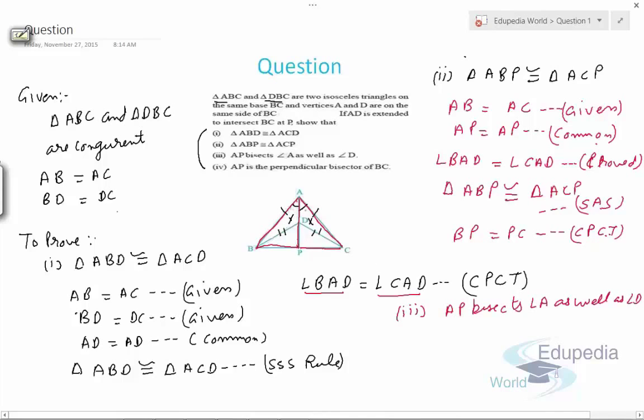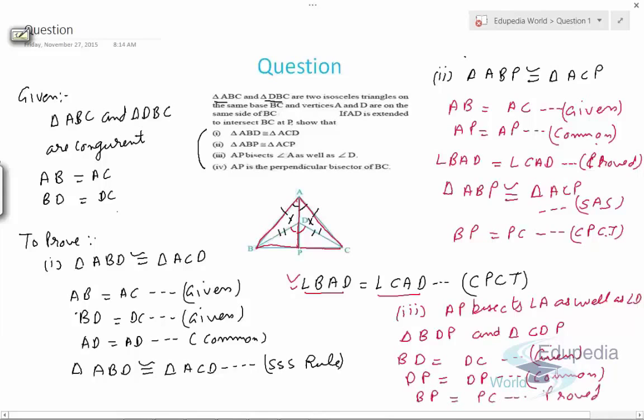Now, AP bisects angle A we have already done over here, since angle BAD equals angle CAD by CPCT. So now we need to prove that this angle equals this angle. So let's see how we can do this. Let's consider two triangles, triangle BDP and triangle CDP. Now in these triangles we can say that BD equals DC, it's given. The third condition, DP equals DP, it's a common side, and we can say that BP equals PC.